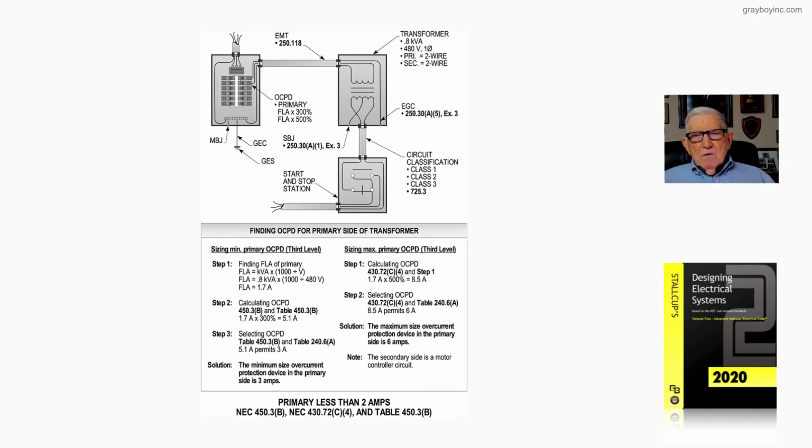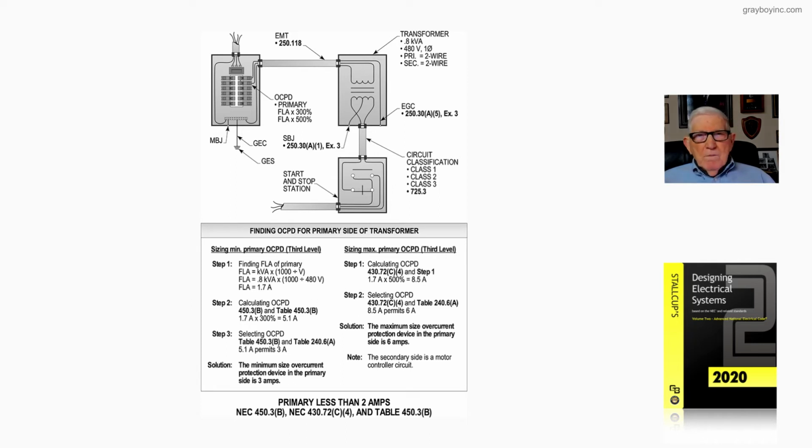So we are rounding it down to a 3 amp because you can't round up, in accordance with our table 450.3(B), no note 1 listed beside that percentage. So table 240.6(A), we round down below 5.1 to a 3 amp overcurrent protective device, and that is what our solution is telling us.